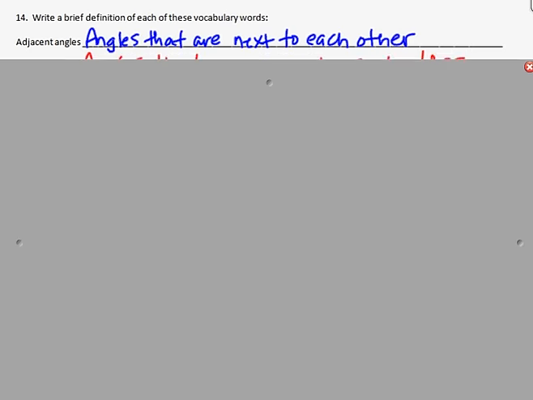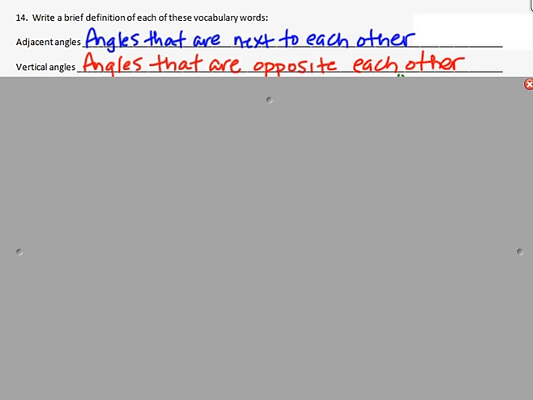All right, and finally, we're going to do a quick vocab review. Be sure you've got definitions and visuals for each of these. So adjacent angles are when you have two angles that are next to each other. They share a vertex and they share a common ray. Vertical angles are opposite of each other when you have two intersecting lines. So they will not share any of their rays, but they will have a common vertex.